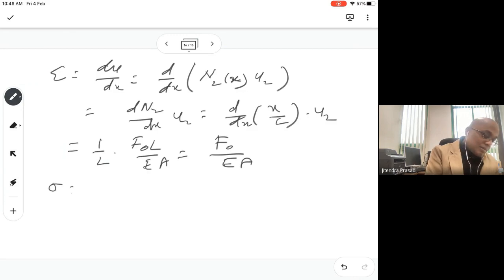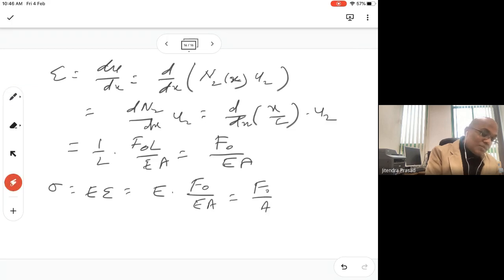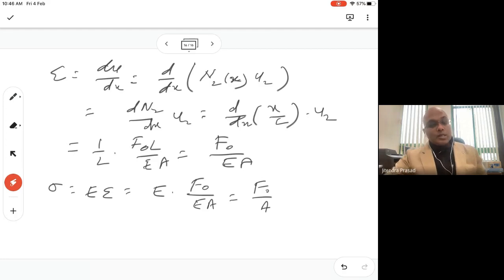And stress equal to E times epsilon, and here you get E times F naught over EA, which is equal to F naught over A. And you know that force by area is stress. Just to show the simple things, you will see that automatically it follows.